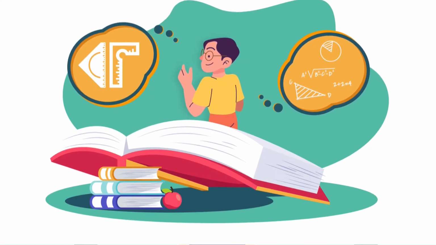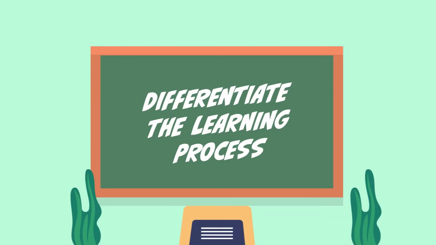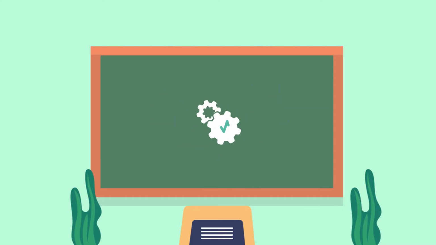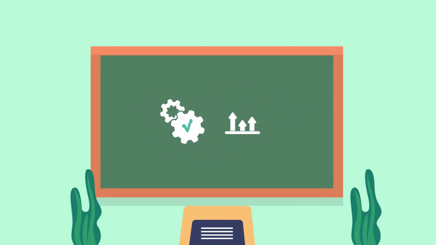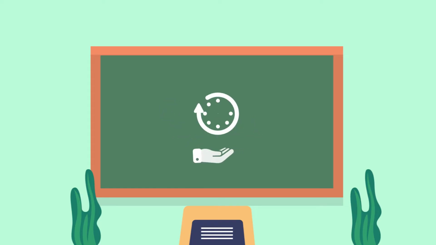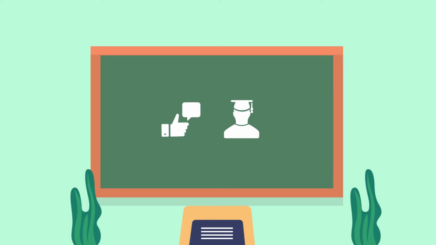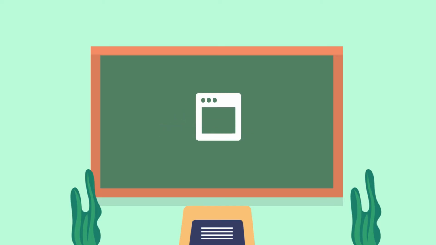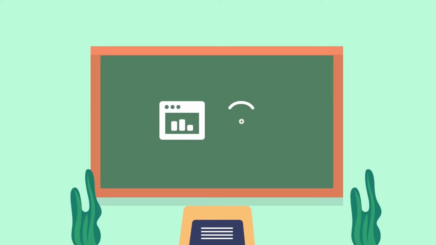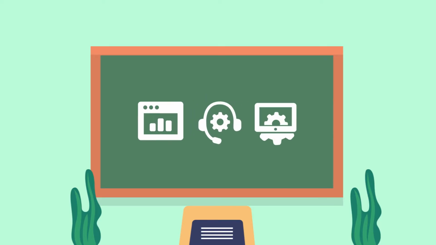Other examples of differentiating the learning process include providing different levels of support, challenge, or complexity, varying the length of time a student may take to complete a task in order to provide additional support for a struggling learner or to encourage an advanced learner to pursue a topic in greater depth. Considering graphic organizers, speech-to-text or audiobooks, or digital manipulatives.